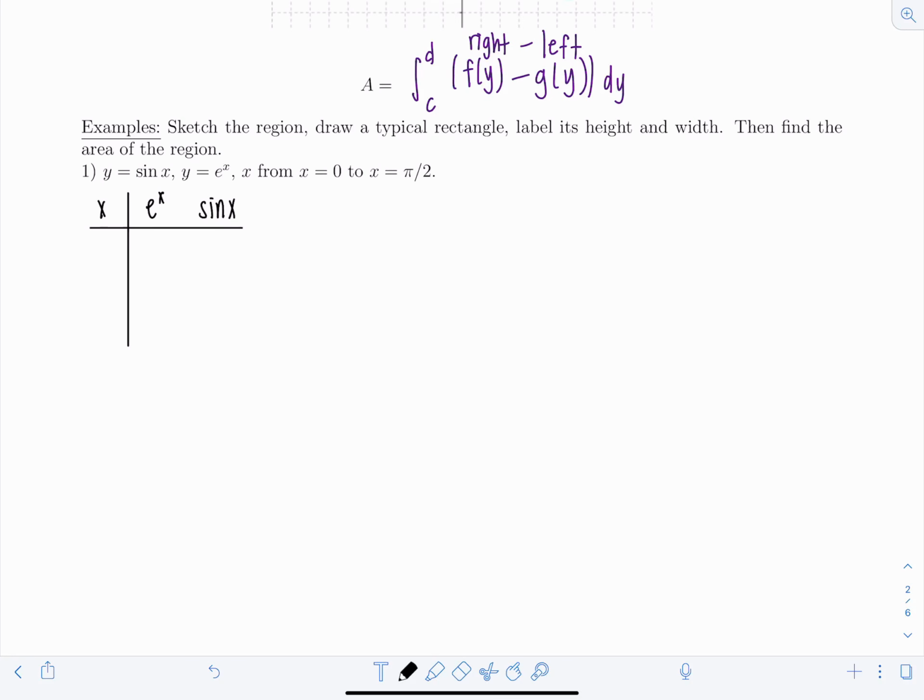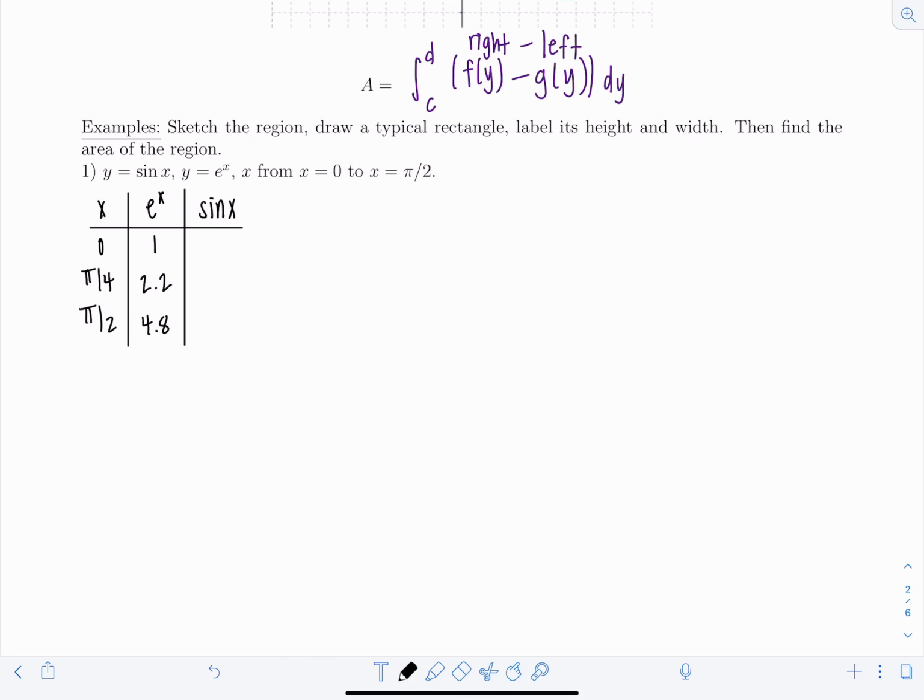So we're only interested in plotting values for x between 0 and pi halves. So let's just do 0, pi over 4 sounds like a nice halfway point, and pi halves. That should be enough because we know what e to the x looks like. e to the 0 is 1. Then you can use your calculator here. Just take e, raise it to the pi over 4 power. You get about 2.2. And then e raised to the pi halves would get you about 4.8.